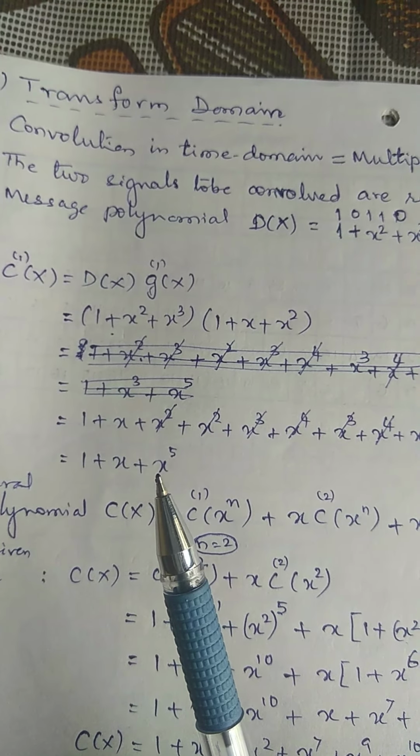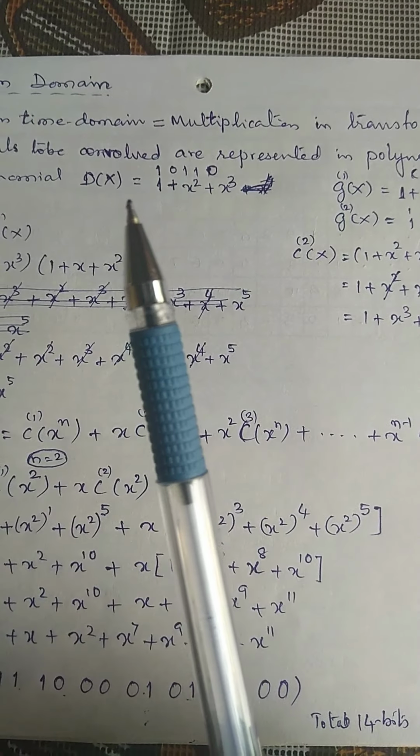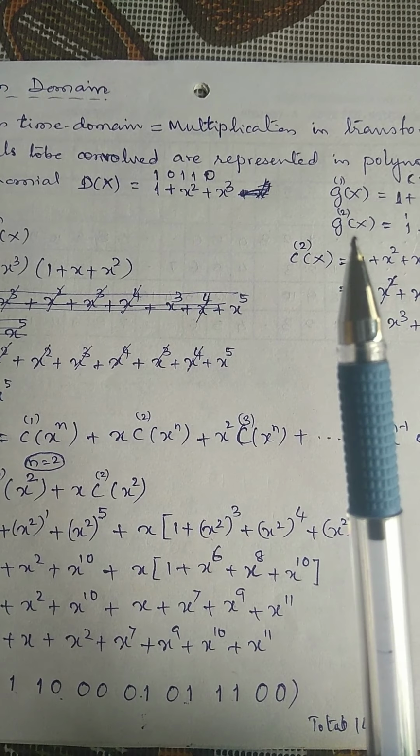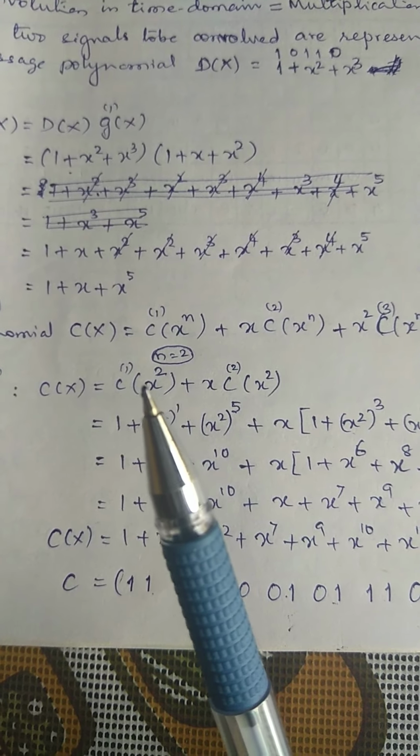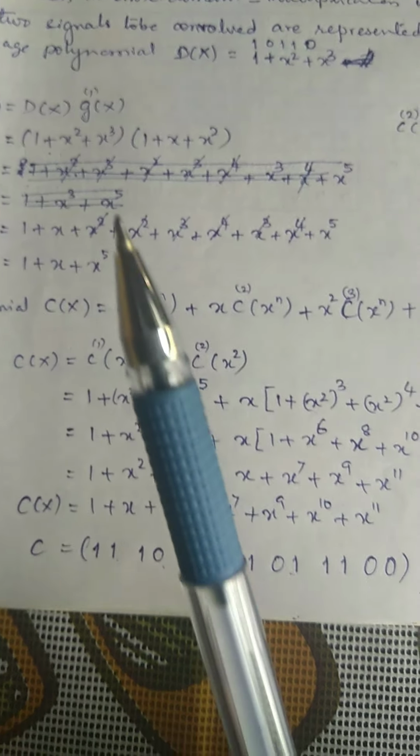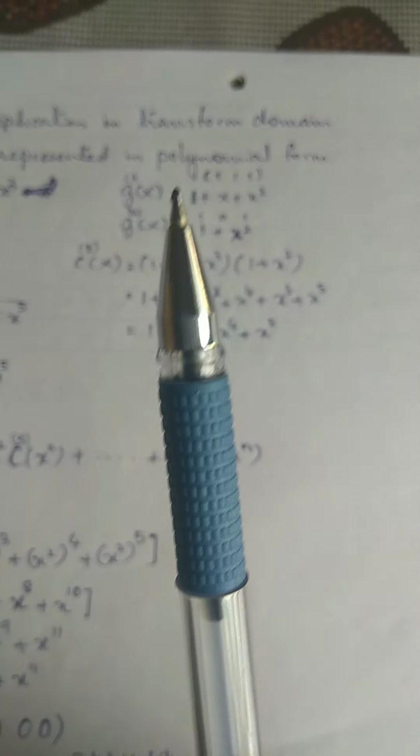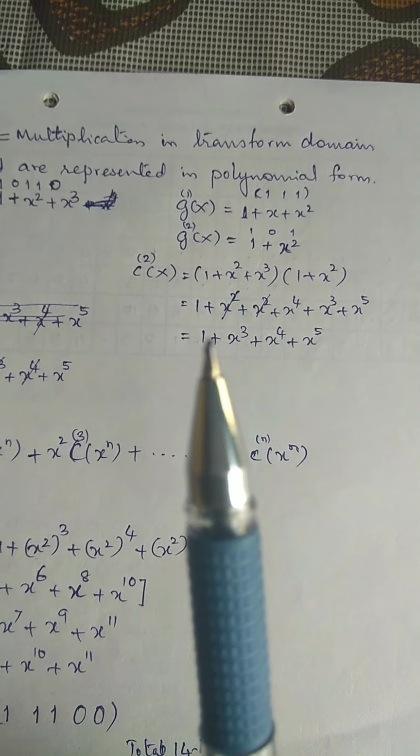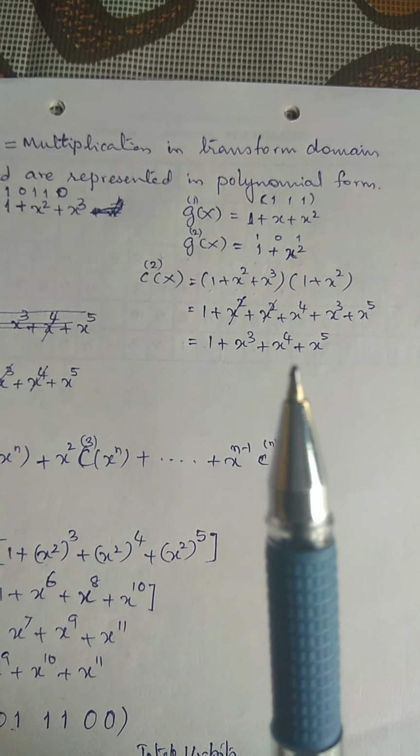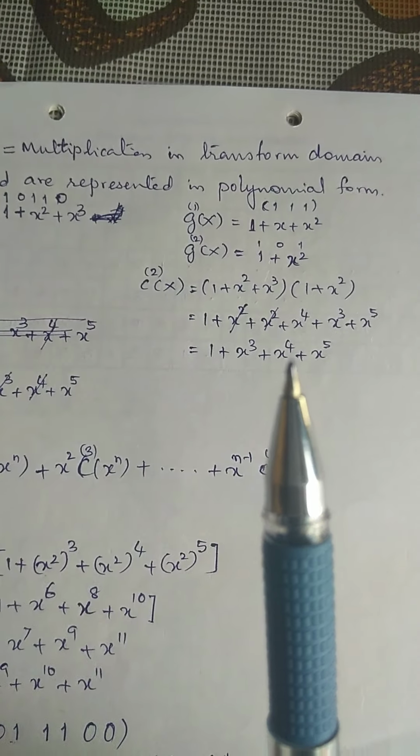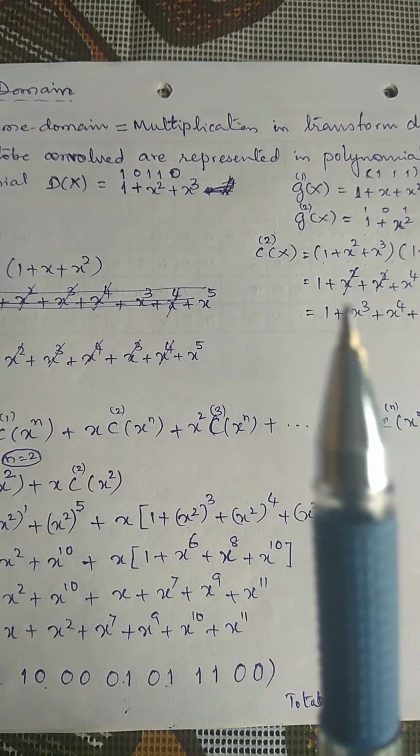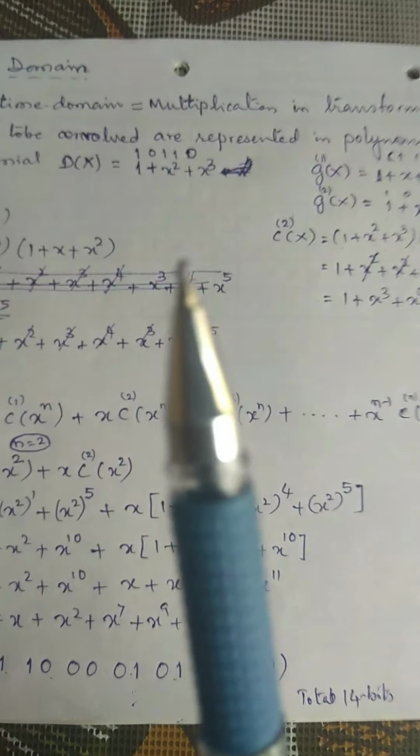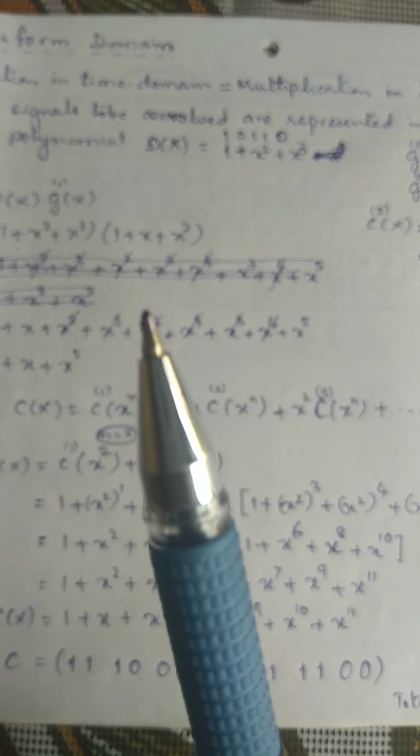Similarly, for the second output, we should perform the convolution of the message with the second generator sequence in the transform domain, which is nothing but multiplication of the message sequence with the second generator sequence. When we multiply these two, what we arrive at is 1 plus x3 plus x4 plus x5. These are the two separate convolved outputs.